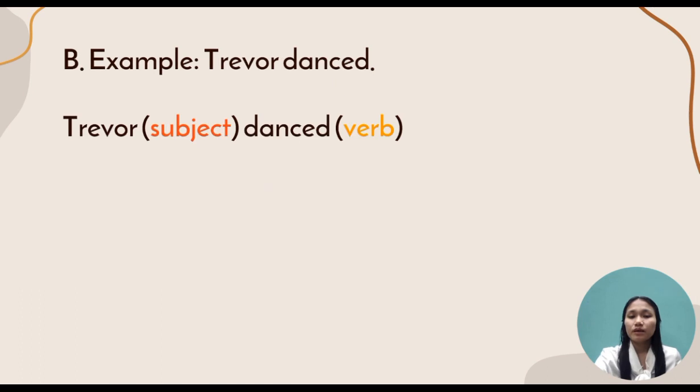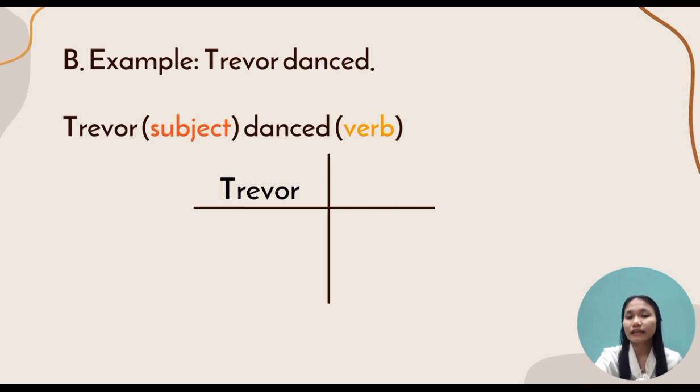Next, another one is Trevor dance. Again, when we diagram a simple sentence, first we draw a horizontal line. Then on the left corner of our diagram, we put our subject, which is Trevor. To separate our subject and our verb, we draw a vertical line overpassing again our horizontal line. So our verb, dance, is written on the right corner of our diagram.